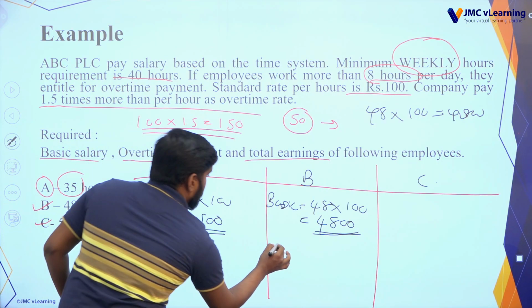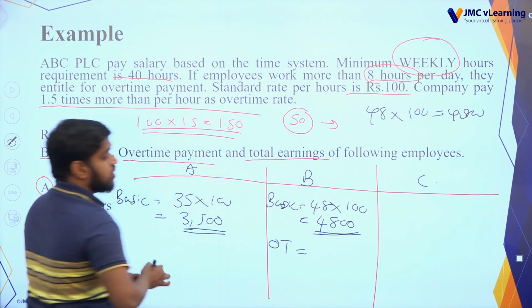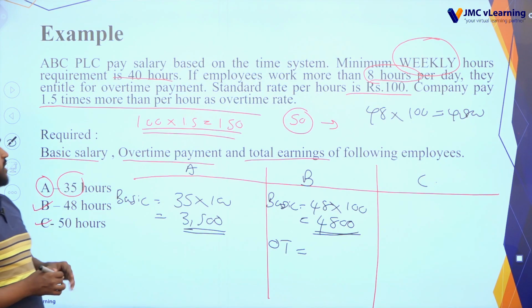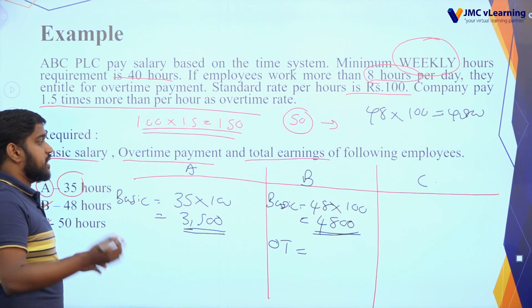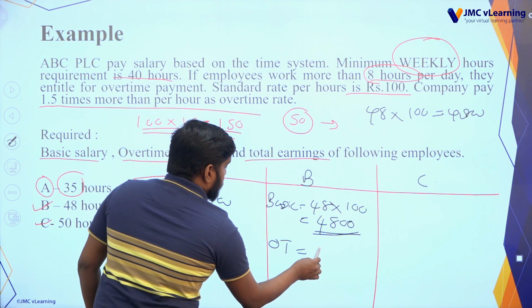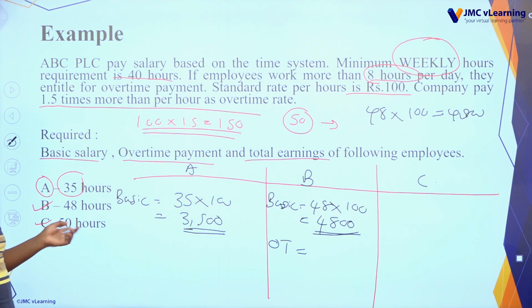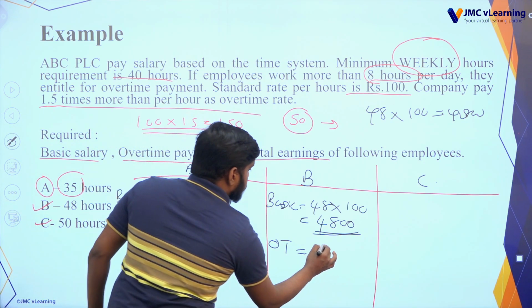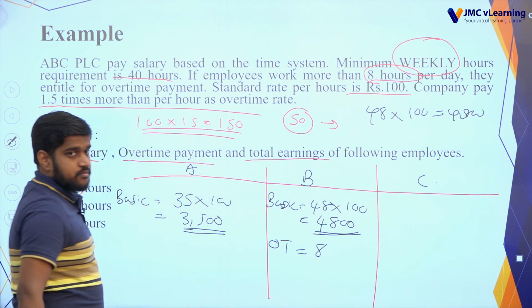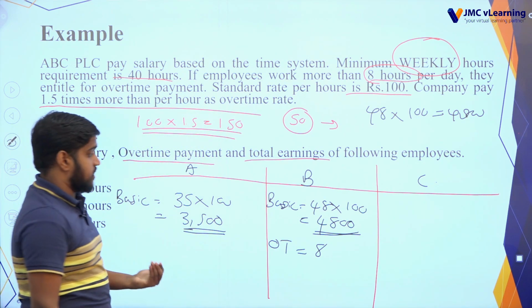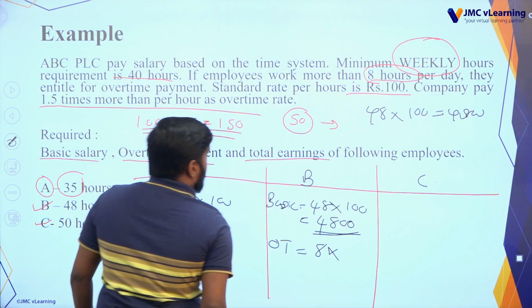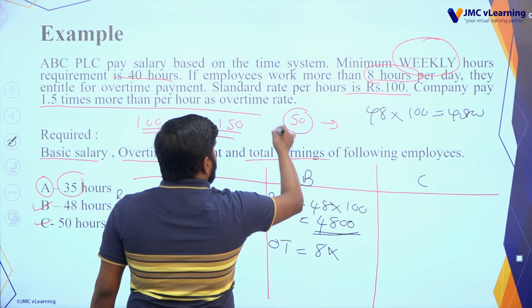Then we need to get overtime payment, OT. Then how can we get OT? Simply we can get OT by multiplying our excessive hours. Then when we come to B, how about our excessive hours? Our weekly requirement is 40, then B worked 48 hours. That means he worked 8 hours excessive. He worked additional 8 hours. Then we need to multiply it by our overtime payment.